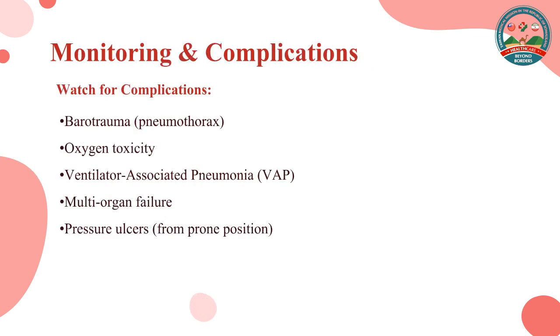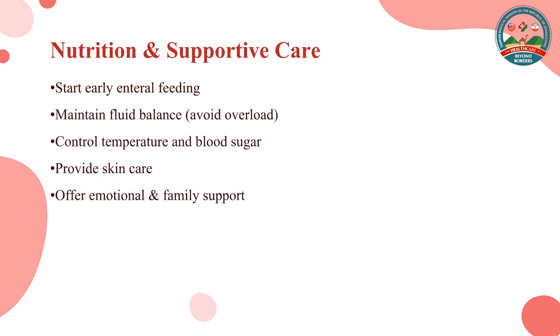Here are the main complications we need to watch for in ARDS. Barotrauma, like pneumothorax, because the lungs are stiff and fragile. Oxygen toxicity, from using high FiO2 too long. VAP, ventilator-associated pneumonia. Multi-organ failure, common in sepsis-related ARDS. Pressure ulcers, especially in patients placed in prone position. So we monitor the lungs, oxygen levels, skin, and organ function very closely.